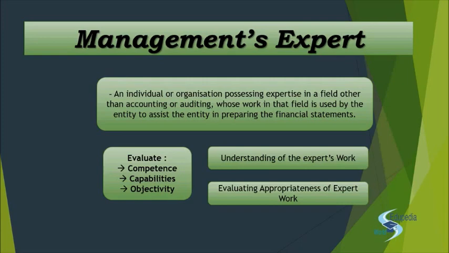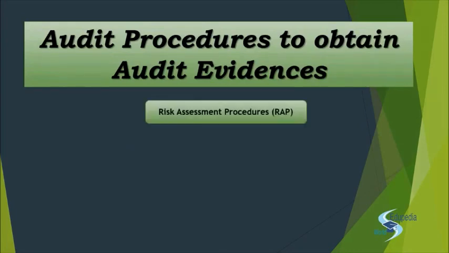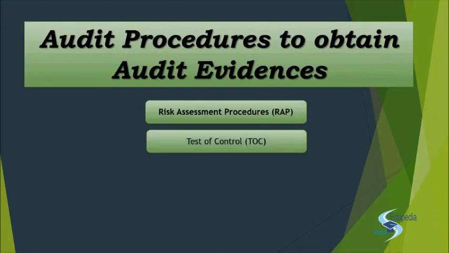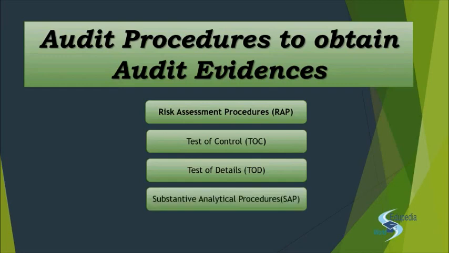We'll always also judge the reasonableness and the relevance of the assumptions and the methods that he has applied, and at last the relevance, completeness, and accuracy of the source data. Then there are certain audit procedures that we perform to gather the audit evidences. They are risk assessment procedure, we have covered it in SA 315, test of controls, test of details, that is the compliance procedure and the substantive procedure respectively. Another substantive procedure is the substantive analytical procedure, and we will be covering it in detail in SA 520.